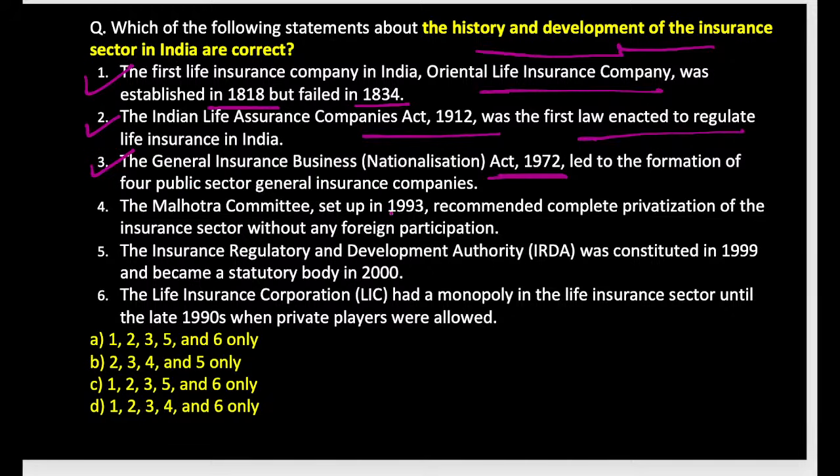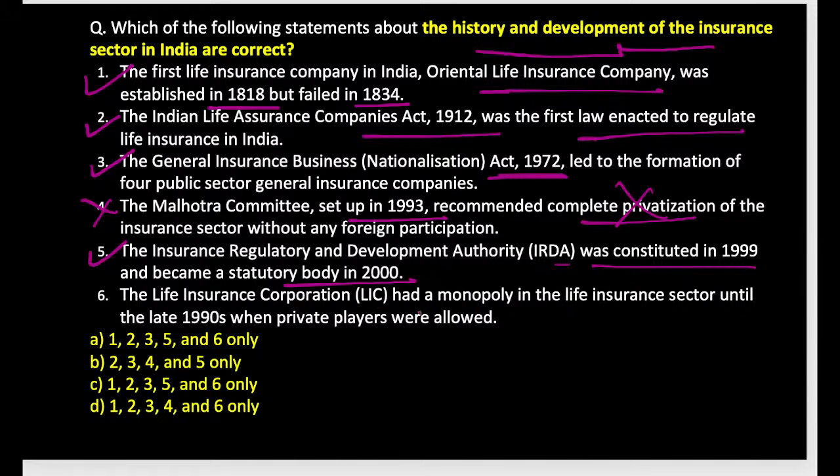The Malhotra Committee in 1993 recommended complete privatization. That was not the case here. The Insurance Regulatory and Development Authority was constituted in 1999 under the IRDA Act 1999, and it became effective and started working from 2000.